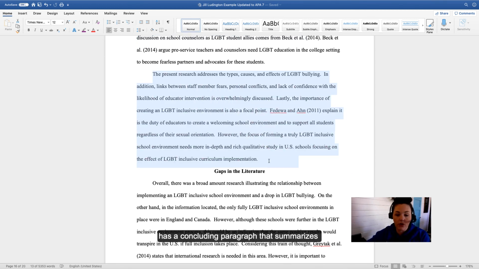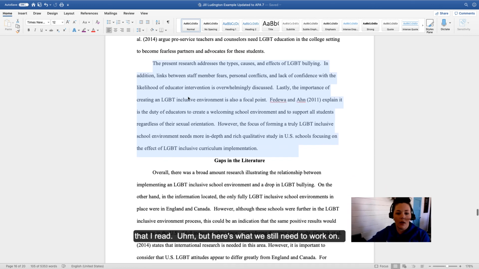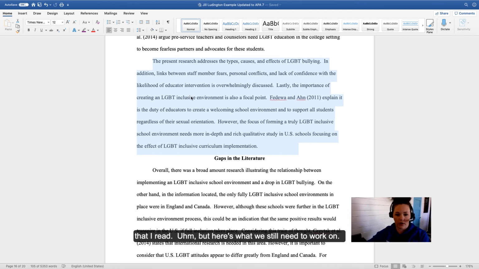And then finally in this section, she has a concluding paragraph that summarizes, like, here's all the different things that they did. Here's what they said was important. Here's what saturated the research that I read. But here's what we still need to work on.